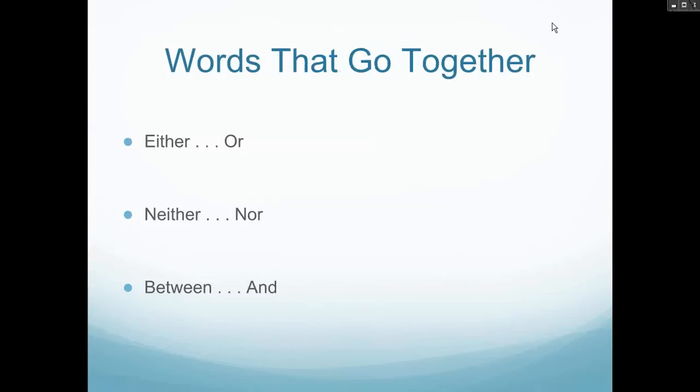So, this is a short little concept, everyone, words that go together. So good news is there are no exceptions to these rules. It's always either or. It's always neither nor. It's always between and. These words always go together. If you ever see the word neither, it has to go with the word nor. I love when this comes up on the SAT or ACT. It's an easy 10 points on the SAT because there are no exceptions. I don't have to think. If I see either, it's got to go with or.